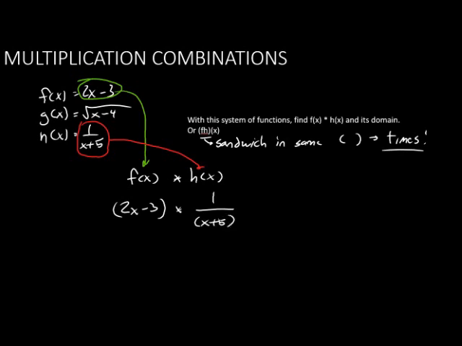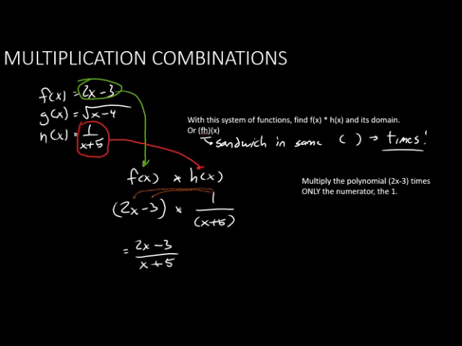Now, if you have a polynomial times a fraction, we're going to make sure to multiply that polynomial times only the number on top, the 1. We will distribute that 1 to both terms inside the parentheses. Now, 1 times 2x will give 2x, and 1 times negative 3 will be negative 3. This will still be over x plus 5, but notice we did not multiply the 2x minus 3 times the denominator.